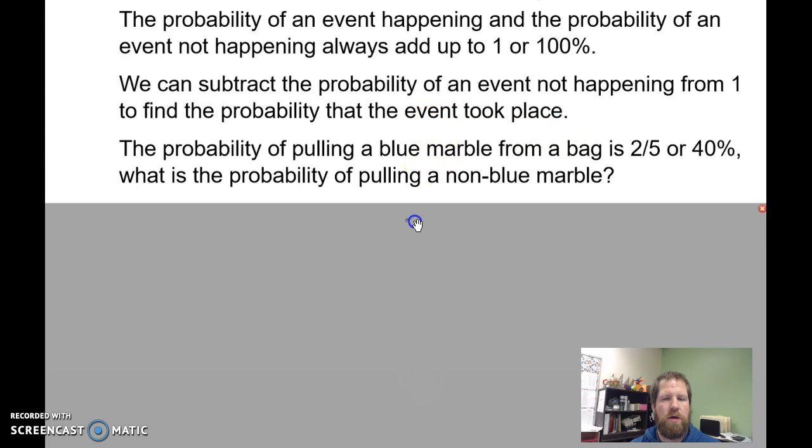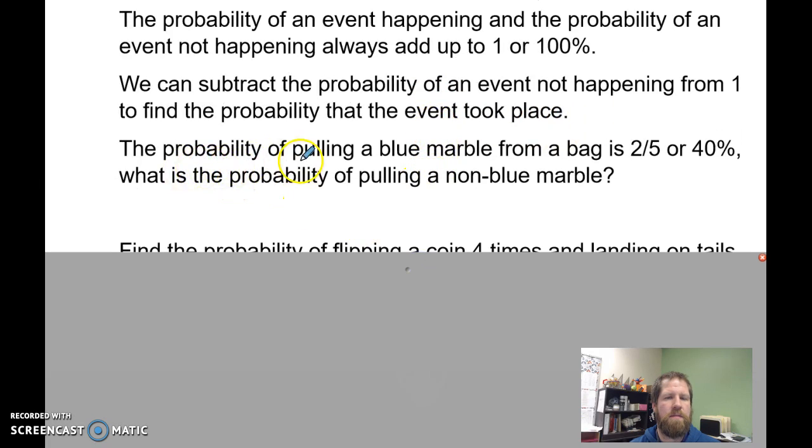So if I have a bag of marbles, and the probability of pulling a blue marble out of that bag is 2/5 or 40%, and I'm trying to figure out the probability of pulling a non-blue marble, I would have 1 minus 2/5, or 3/5. Alright, 40% subtracted from 100% would be 60%.